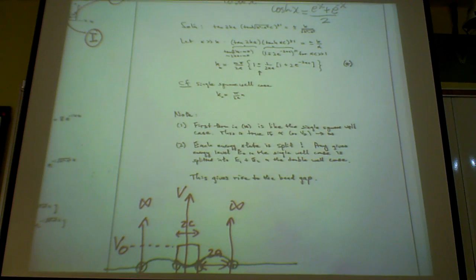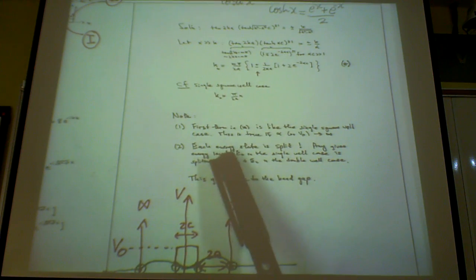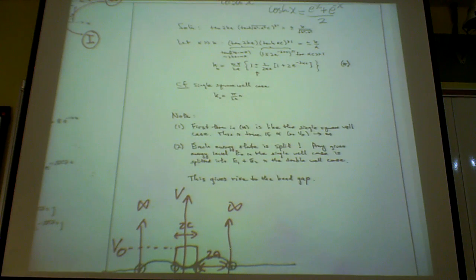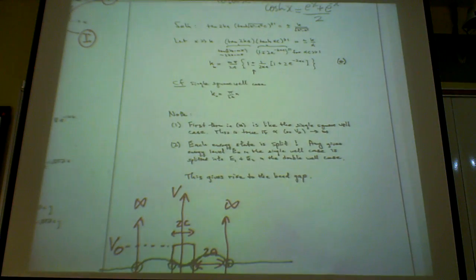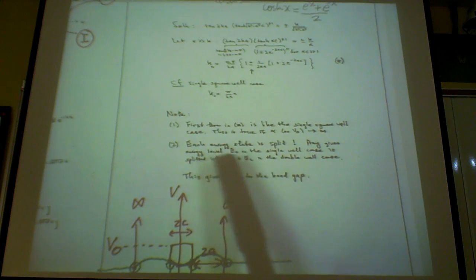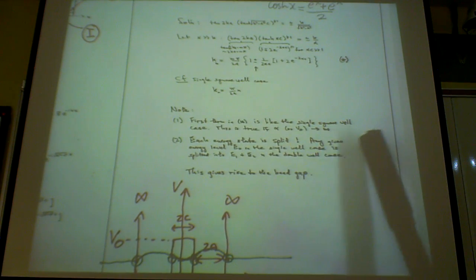What happens is that your quantum number is split into two quantum numbers, right? So if the k value is split into two, your energy is also split into two. So for every single square well, if you have a double square well, you have two energies very close to each other, nearby to this m value that you got. Okay, so this is a nice result. So each energy state is split.